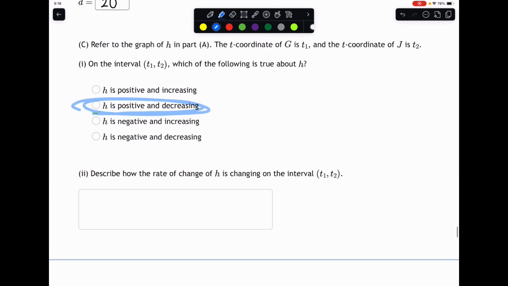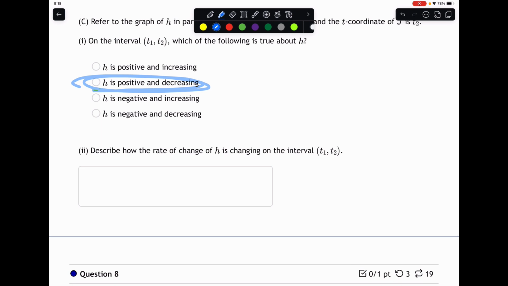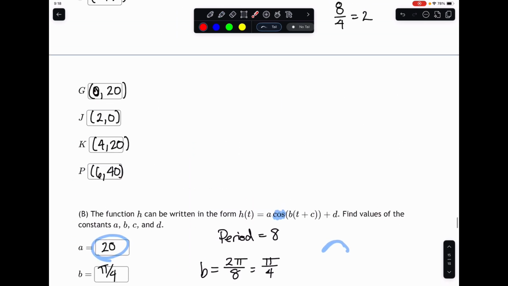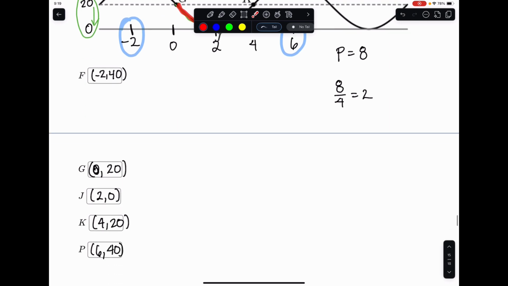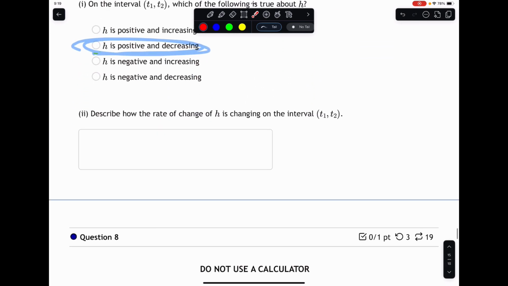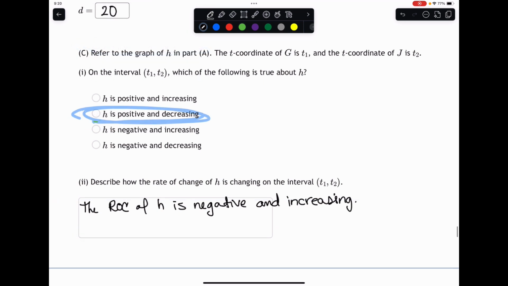Now in the same interval, what do we know about the rate of change of H in that same interval? Well, since it's decreasing, that means that the rate of change is going to be negative. And since the graph from G to J concaves upwards, that means that the rate of change is increasing. So there's your answer for part 2 of question C.